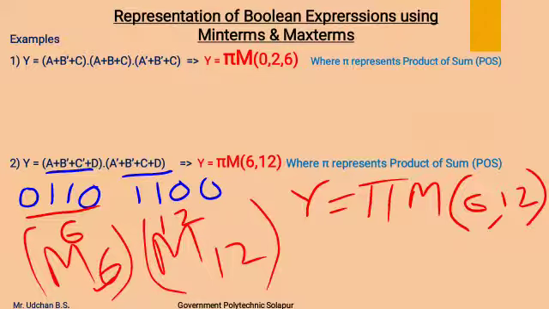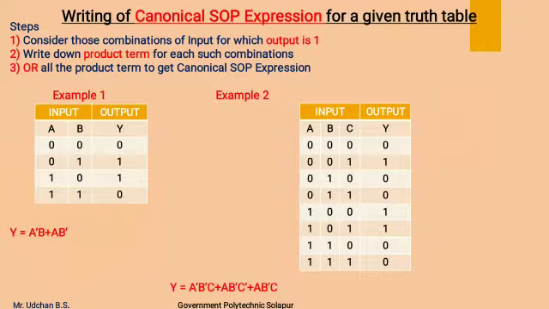So from this we can conclude that the SOP expressions can be written in the form of min terms and POS expression can be written in the form of max term. Now we will see the writing of canonical SOP expression for the given truth table. Here we are going to learn how to write a SOP expression for the given truth table.